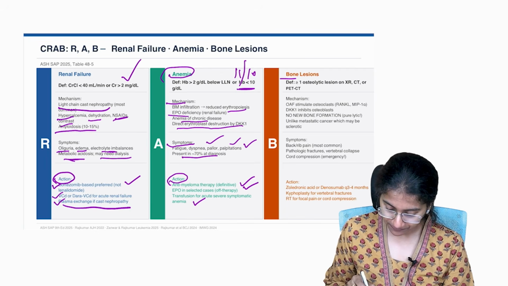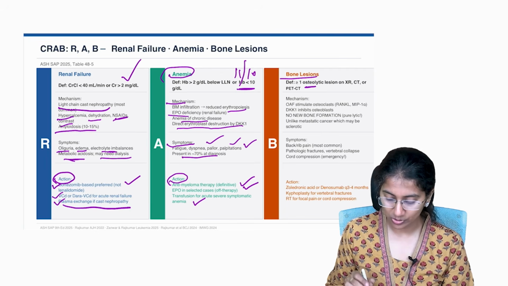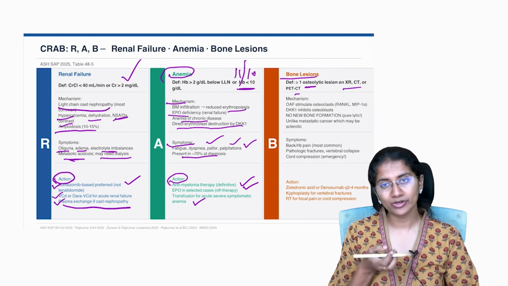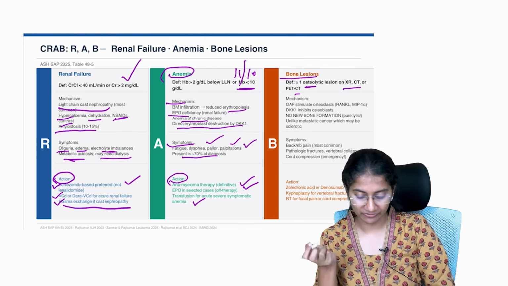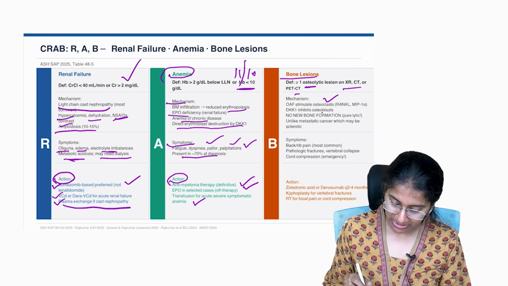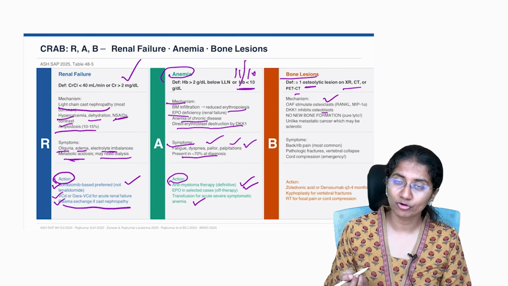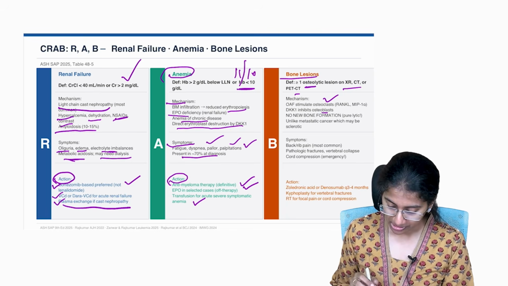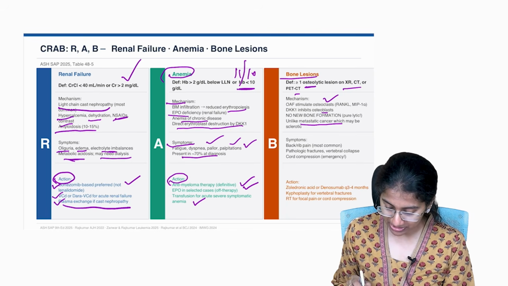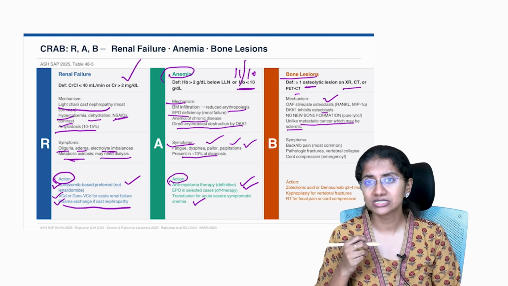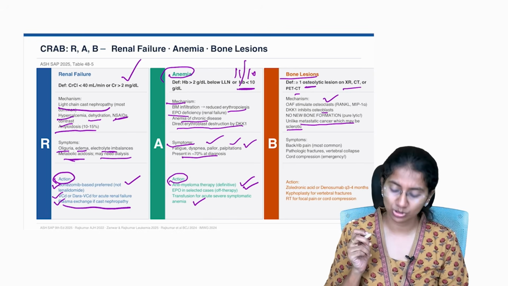So, bone lesion: one or more osteolytic lesions on CT, MRI, or PET. The mechanism is the same. OAF, osteoclast activating factor, gets activated. They stimulate the osteoclasts and the osteoblasts get inhibited, so there is no new bone formation. However, the existing bone gets resorbed and there is an osteolytic lesion. Unlike metastatic cancer, which may be sclerotic. Sometimes metastatic malignancies could be sclerotic, but here it is osteolytic.